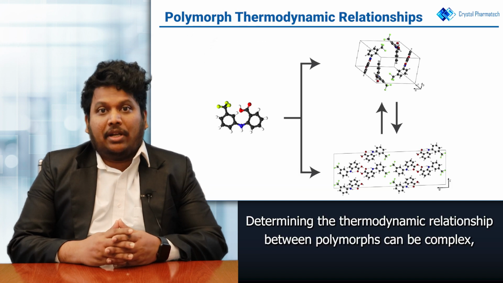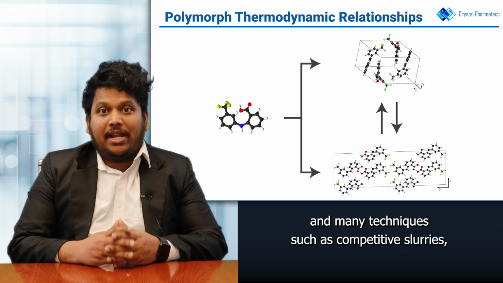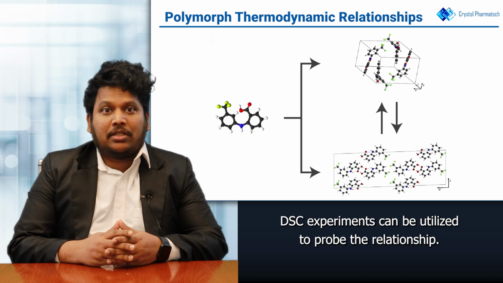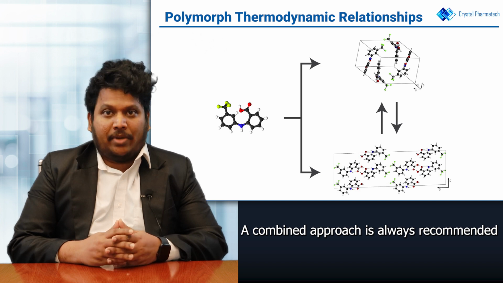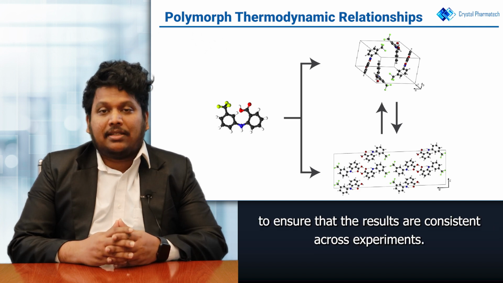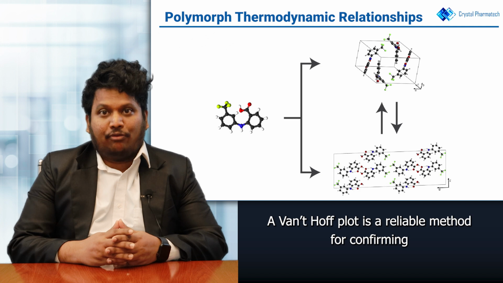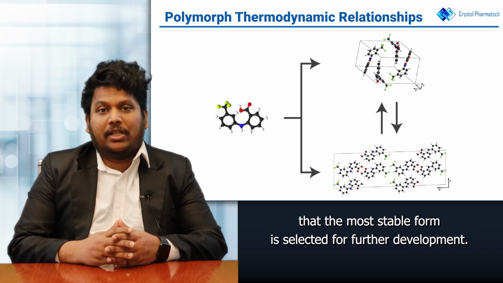Determining the thermodynamic relationship between polymorphs can be complex, and many techniques such as competitive slurries and DSC experiments can be utilized to probe the relationship. A combined approach is always recommended to ensure that the results are consistent across experiments. And a Van 't Hoff plot is a reliable method for confirming that the most stable form is selected for further development.